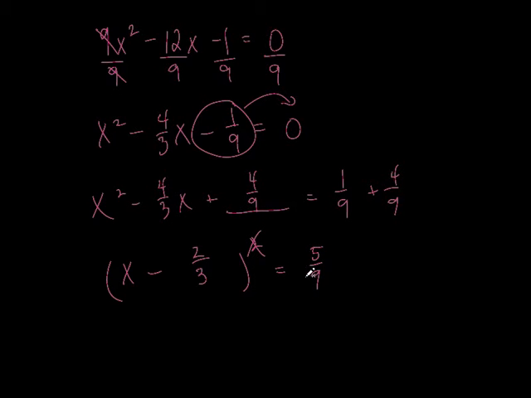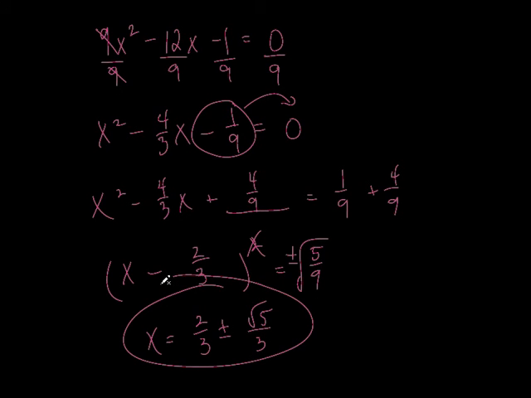Then take the square root of both sides, and then add 2/3. We're almost done. 2/3 plus or minus what? Square root of 5 over 3, and that's your answer right there. Bang, bang. It's not painful. It is painful.